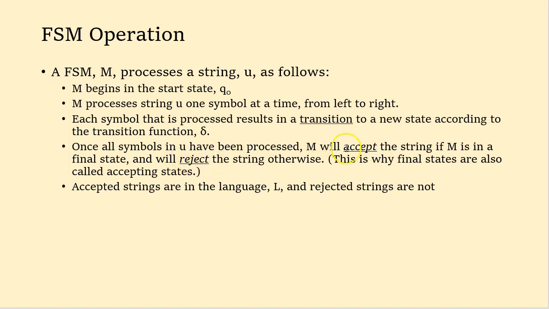So the only way we accept is if we're done processing the string and we're in a final state at the same time. And the machine has to accept, we say, all and only strings in L. In other words, all strings in L and only strings in L. The accepted strings are in the language, the rejected strings are not. So there's a one-to-one correspondence between the language and the finite state machine. In fact, there's a one-to-one correspondence between the language, the finite state machine, and the grammar. They all provide you with the exact same information.